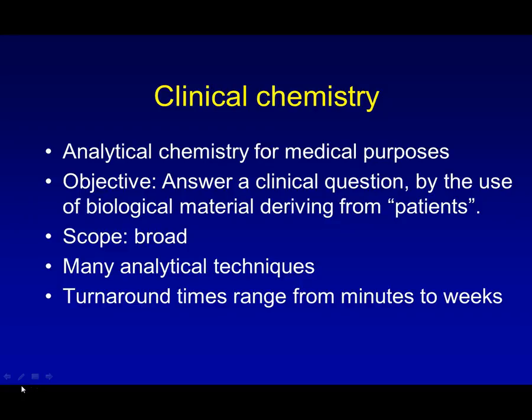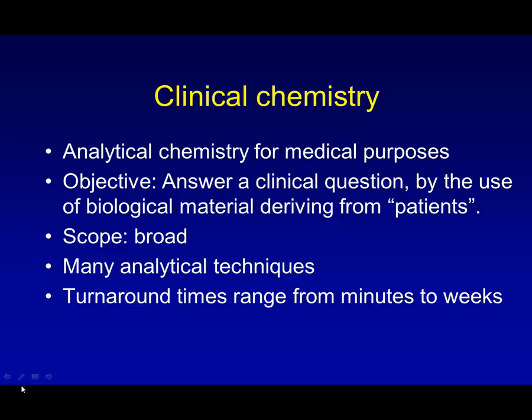The turnaround times, and this means the time that it takes to give an answer to the question, in other words, the reporting time of the outcome of a test, range from minutes to weeks. Minutes are found at point of care testing, at patient side, bedside testing, but also an hour in the routine clinical chemistry and hematological laboratories.